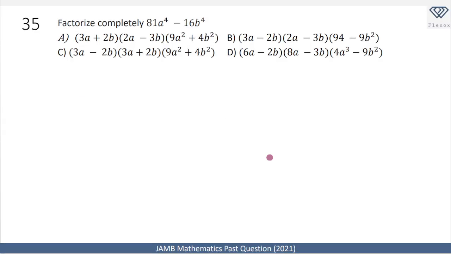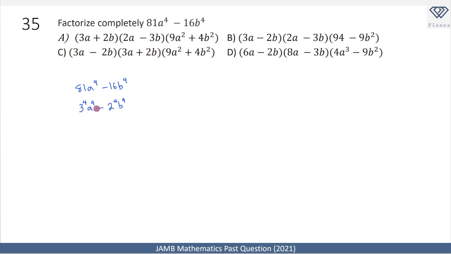Now moving on to the next question, we're told to factorize completely this weird looking expression. Now the thing that stands out to us immediately is that this is a problem in difference of two squares. Now what do I mean by that? This is just all about writing the expression in a form that is understandable. So we start out by having 81a to the power 4 minus 16b to the power 4. Now we know that 81 can be written as 3 to the power 4, because 3 times 3 times 3 times 3 is 81, a to the power 4, minus 16 can be written as 2 to the power of 4, b to the power 4.